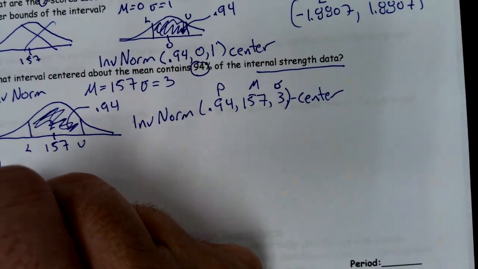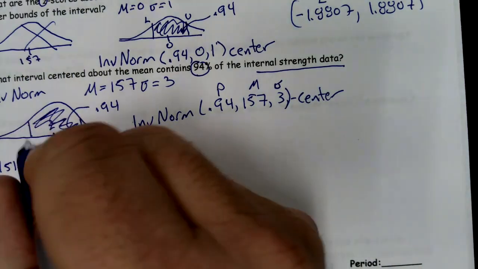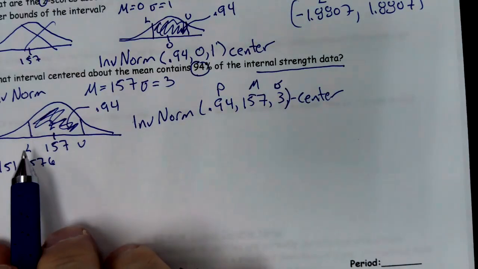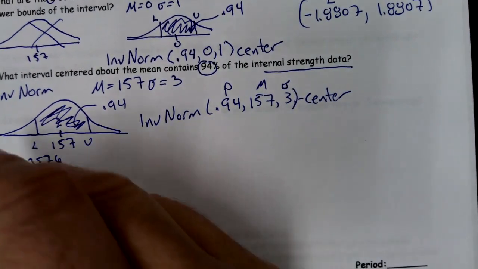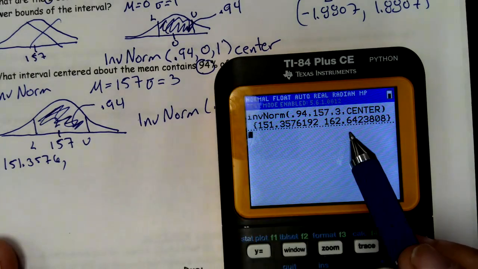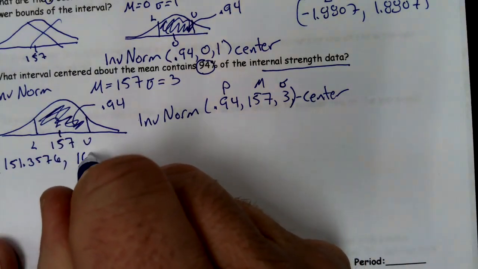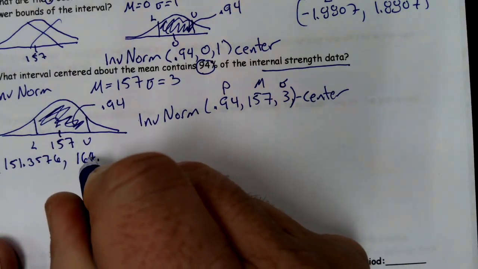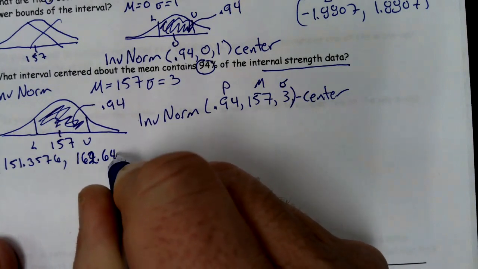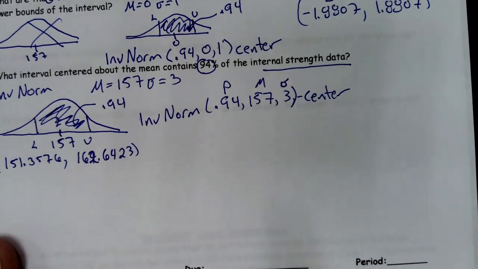So 151.3576. And that makes sense because it's below 157, and that's supposed to be the lower. And then our upper was 162.6423. And it makes sense that this is above 157 because it is our upper.